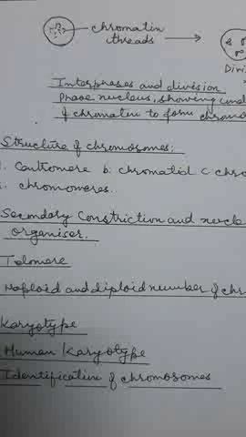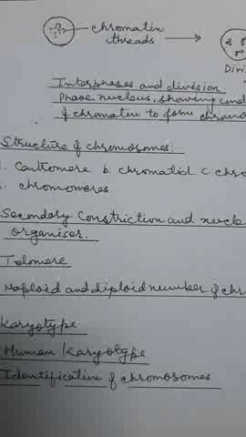Second is chromatids. At metaphase, the chromosomes consist of two symmetrical structures called chromatids. The two chromatids are joined together by a common centromere. The two chromatids of a chromosome are called sister chromatids. A chromosome may contain a single chromatid or it may contain two chromatids.